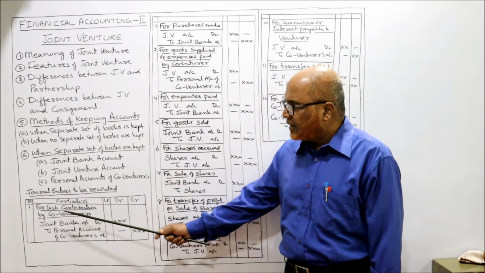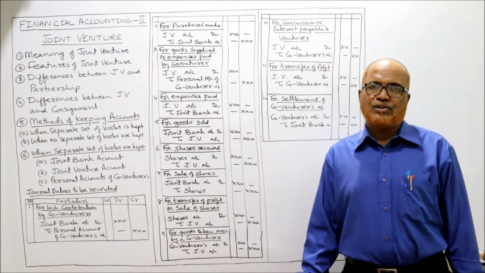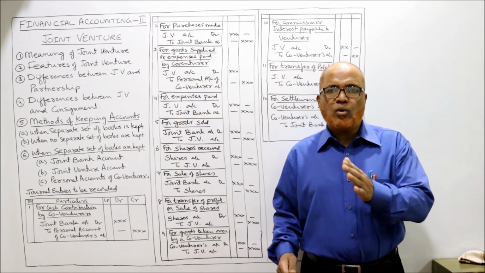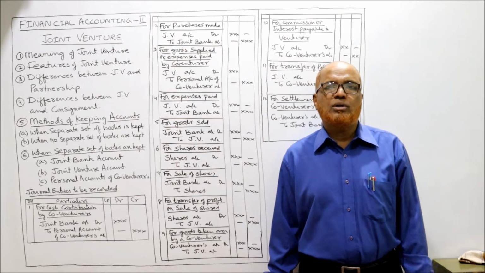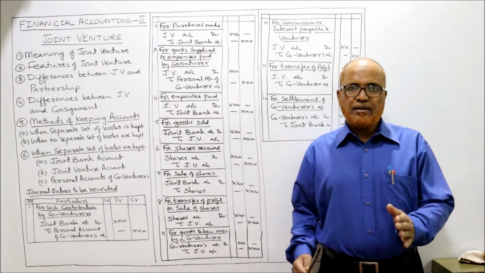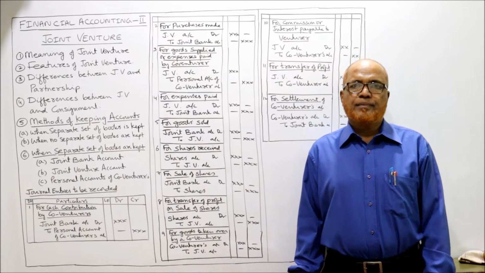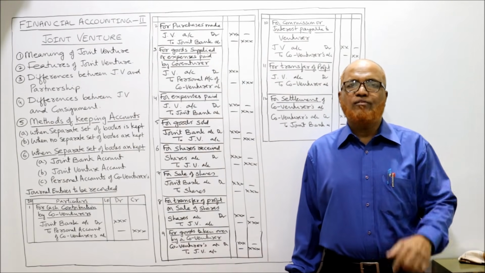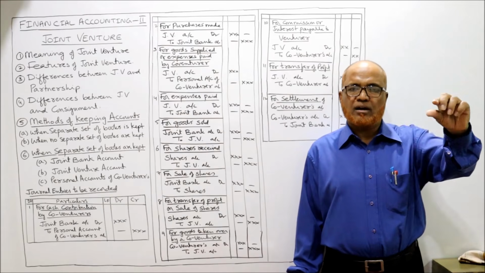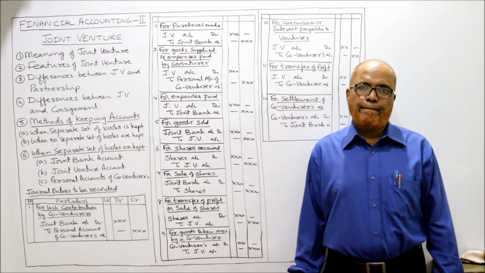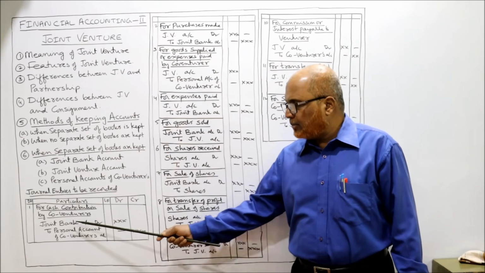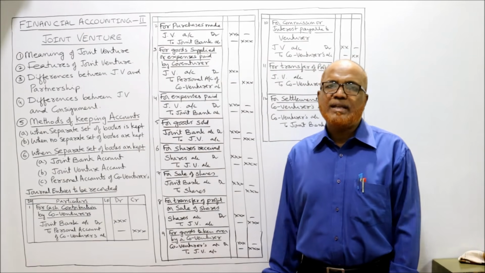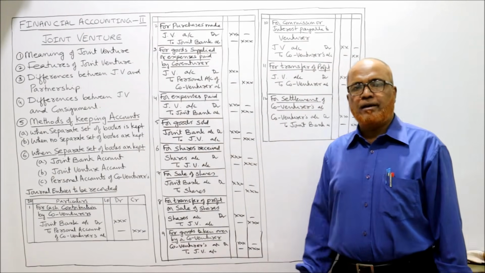The first entry for cash contribution by co-venturers. Suppose there are 2 co-venturers, A and B. So in the beginning itself, the co-venturer may contribute an amount to the venture. A is putting in 1 lakh rupees, B is putting in 2 lakh rupees. So entry will be joint bank account debtor to personal account of co-venturer. So entry will be joint bank account debtor to A's account, to B's account. So this is the first entry: joint bank account debtor to personal account of co-venturer for cash brought in by the co-venturer.